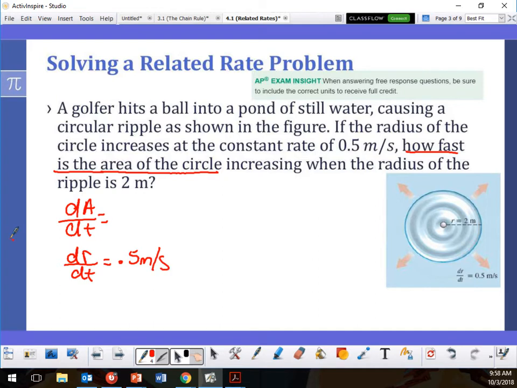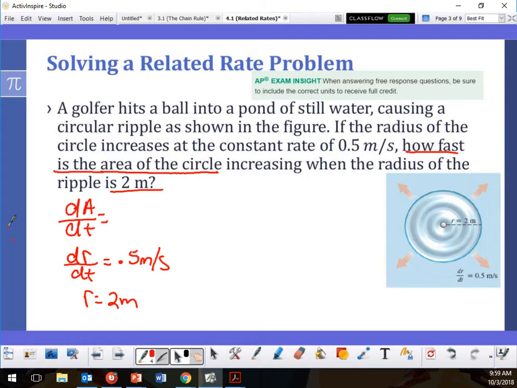Okay, and how fast is the area increasing when the radius of the ripple is 2 meters? So the radius, that's just r, right? So r is 2 meters. Now, if I have dA/dt, that means at some point I had to have an area formula to get that. I'm looking for the area changing.